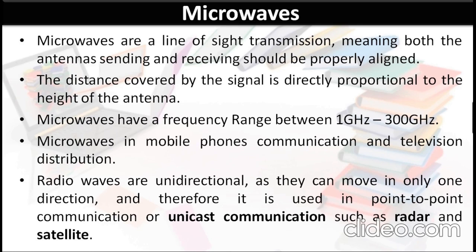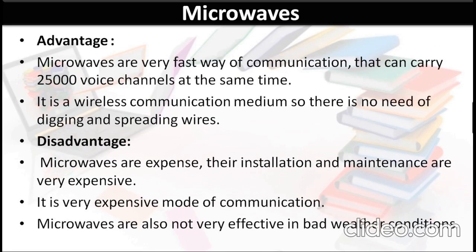So up to 300 gigahertz we can get the extremely high frequency, and these extremely high frequencies are used for scientific applications, for space, for controlling satellites and radars. And these microwaves are used for mobile phone communication, also for television distribution. There is an advantage of microwaves: they are a very fast way of communication, and they can carry 25,000 voice channels at a time.